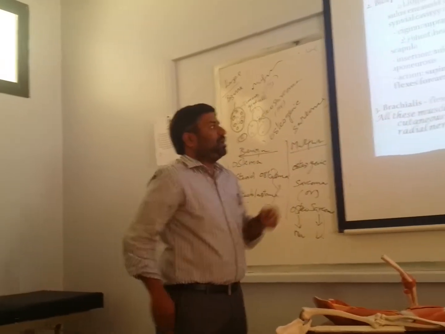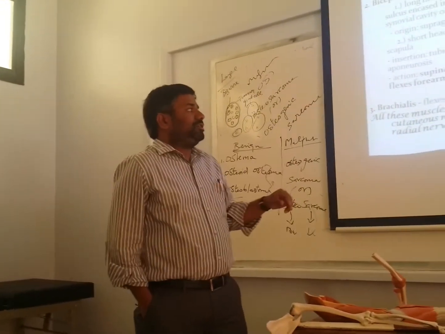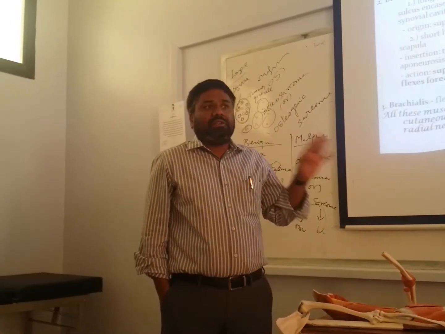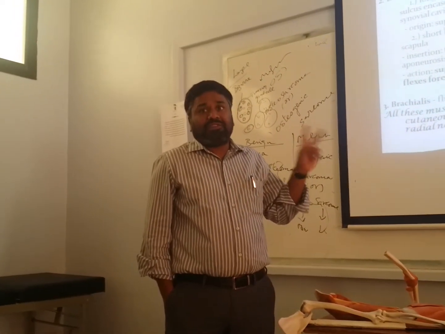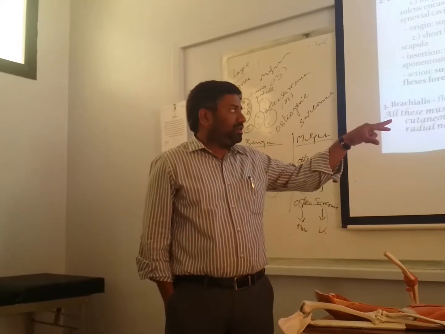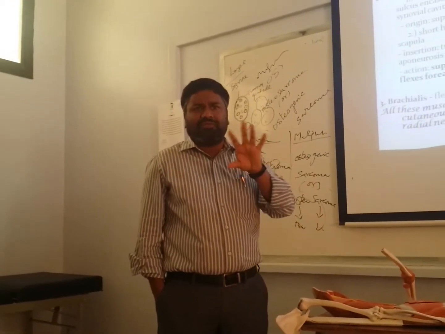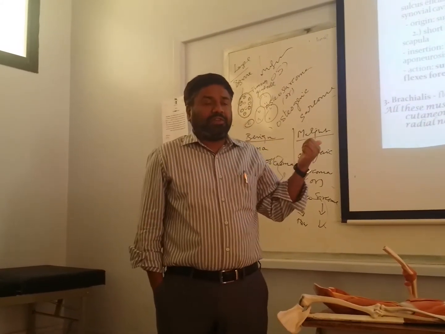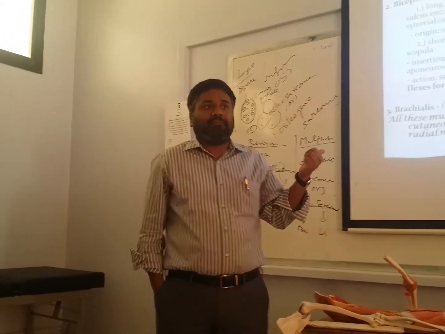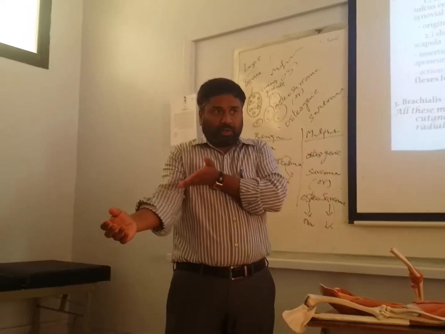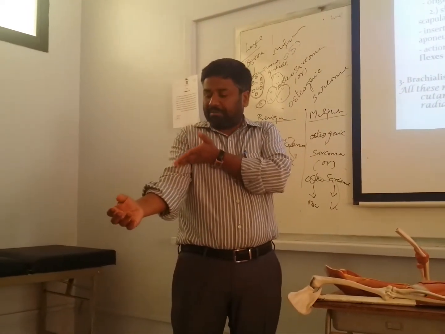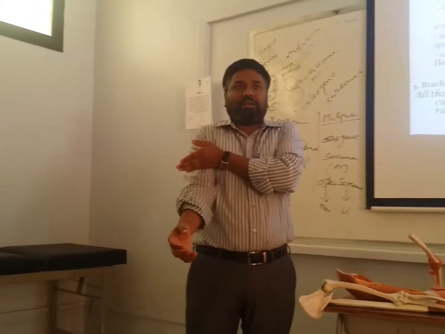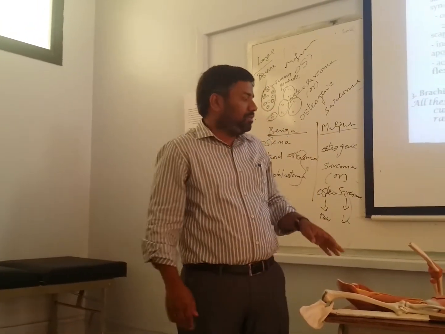Now coming to its nerve supply. Here again is one more important point. This is the muscle in the arm which is supplied by two nerves. It's called a dual nerve supply. There are very few muscles in the body which are supplied by two nerves. One of them is brachialis, supplied on the medial half by the musculocutaneous nerve, the nerve of the anterior compartment. The lateral half is by the radial nerve. Am I clear? This is about the nerve supply.